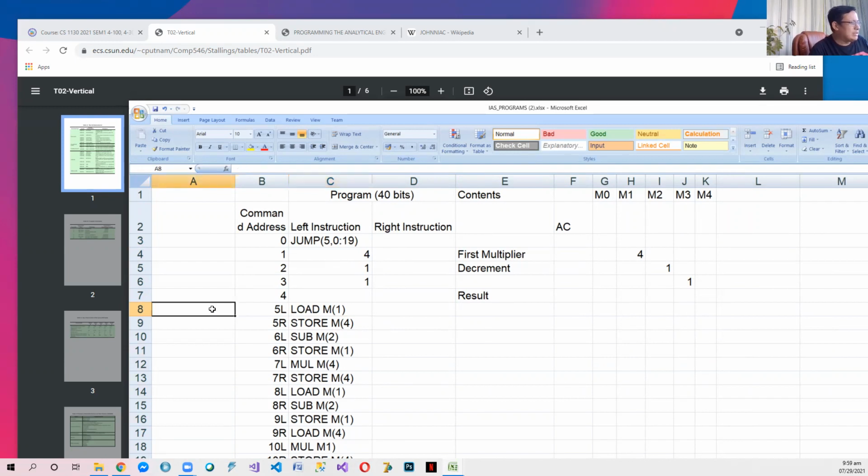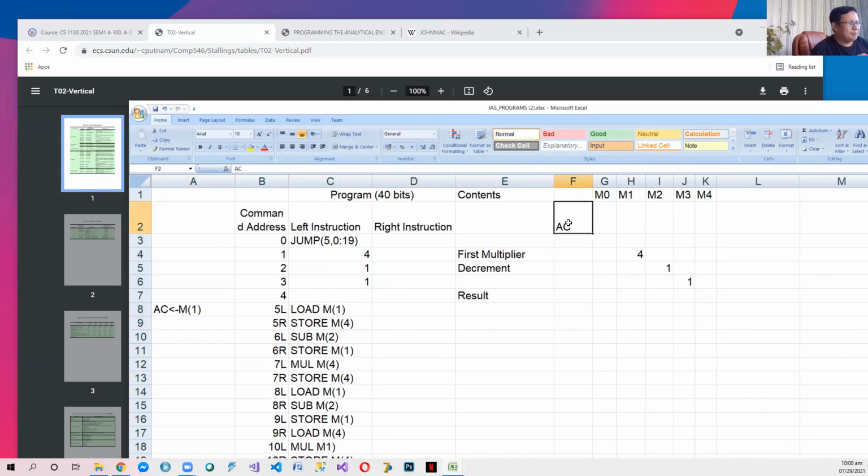Load M1. What does this mean? It always involves the accumulator. AC receives M of memory 1. Do you follow? What is in memory 1? 4. So the accumulator AC here.